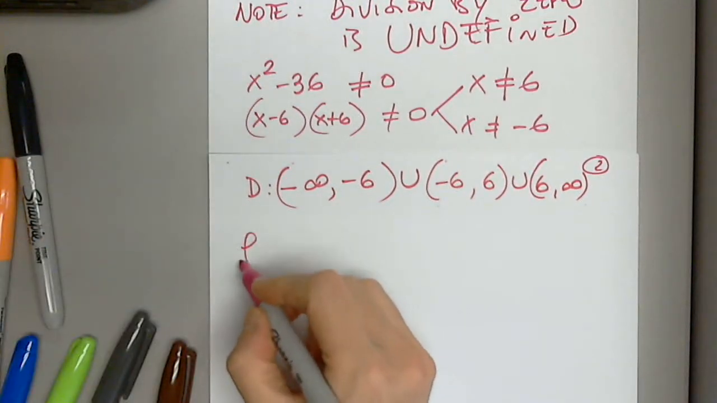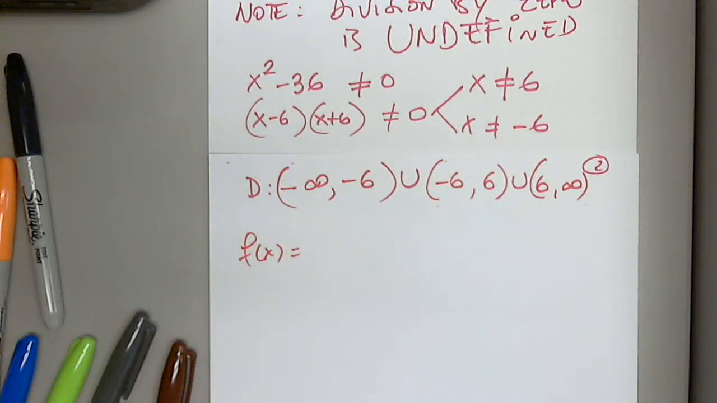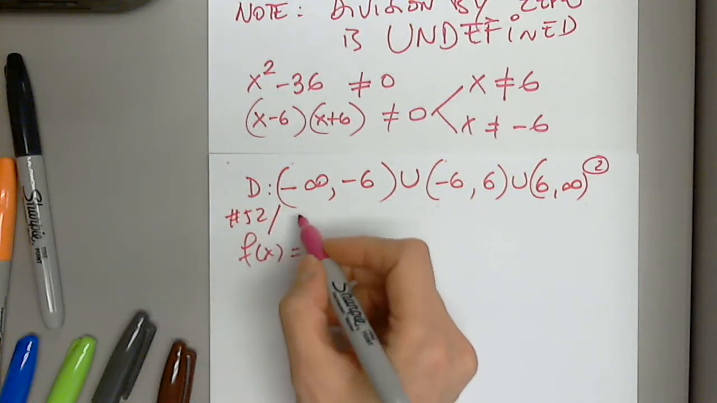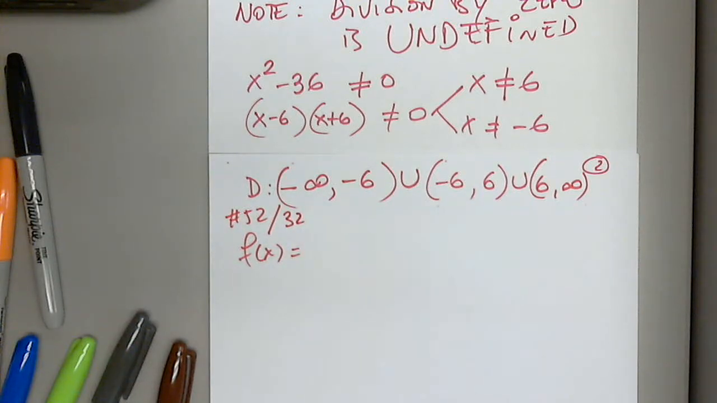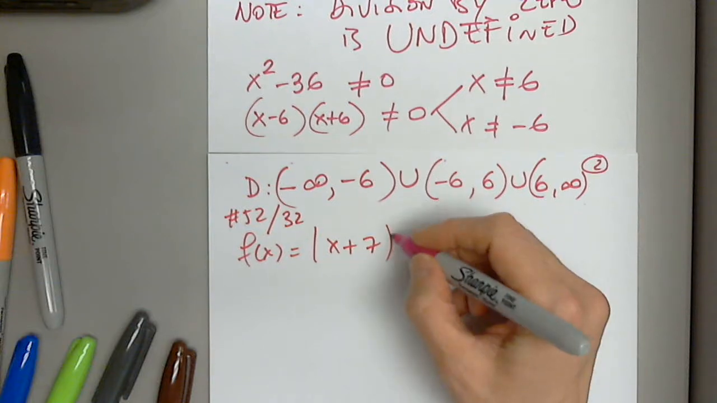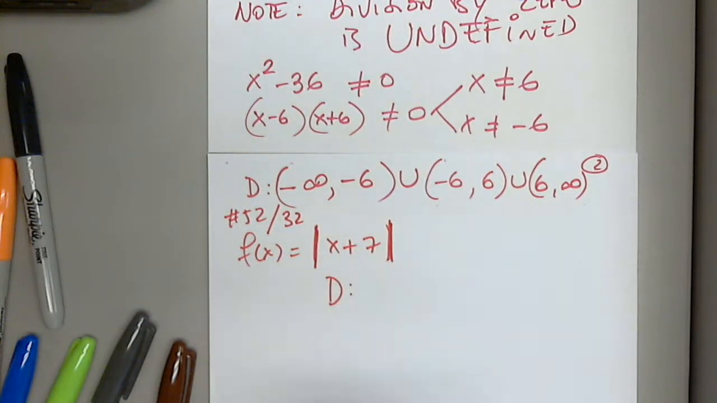Okay, let's look at this function. I'm looking at problem 52, same page, on page 32. And I'm given the absolute value of x plus 7. I'm asked to find the domain of this function. Is there a potential risk? No. If there is no potential risk, then the domain is all real numbers. For any x, you will be able to add 7, and you will be able to find the distance from 0, or in other words, the absolute value. Absolutely. Any questions?